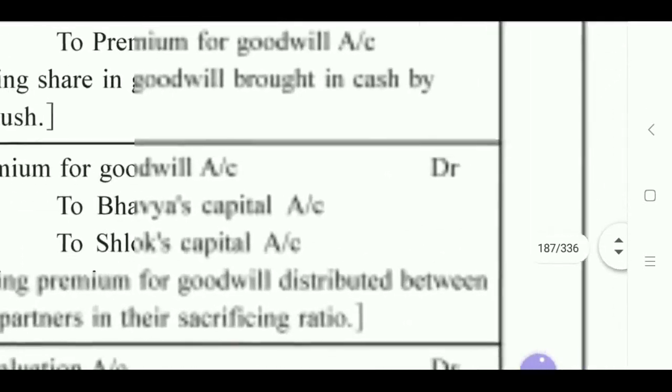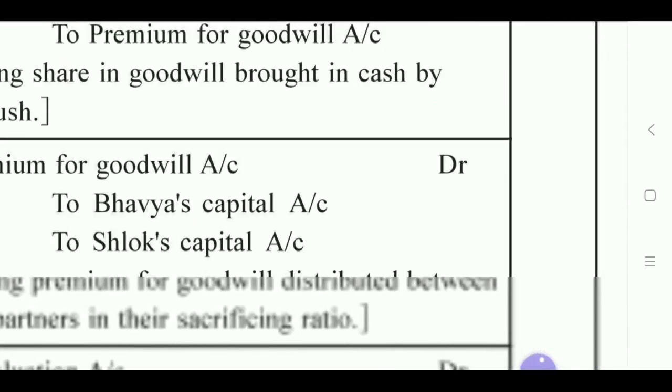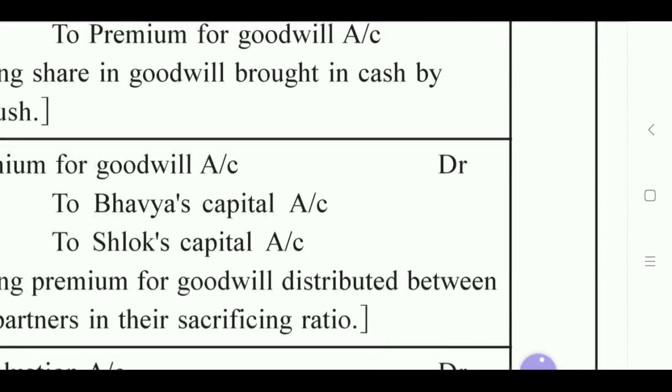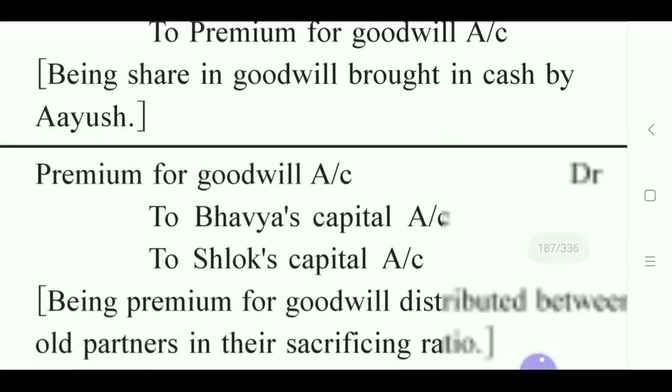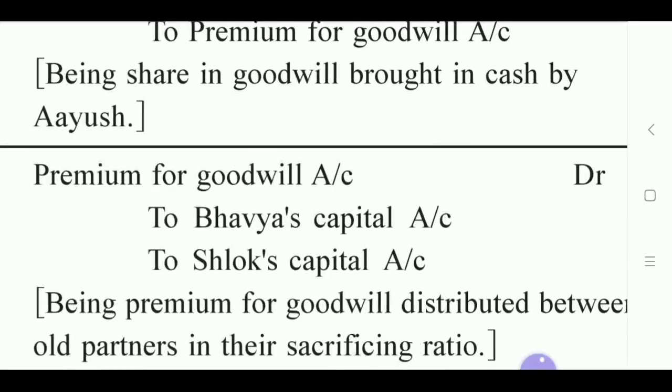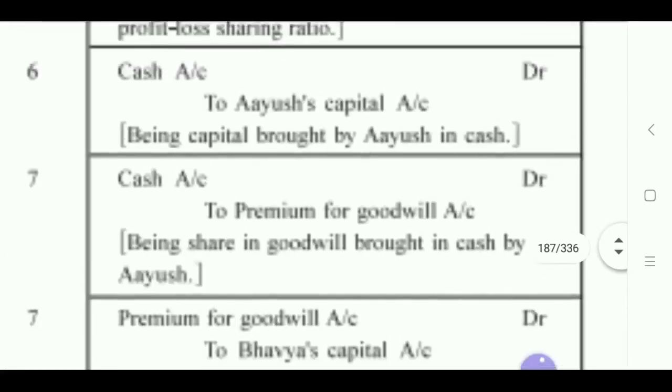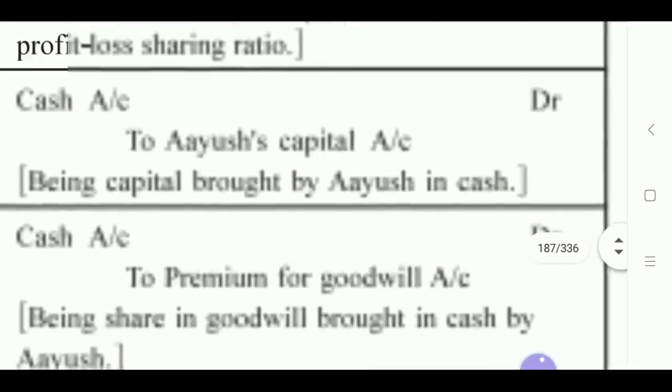And here in the third journal entry, we have Bhavya's capital account and Shlok's capital account. Yes, तो उनमें भी posting किया जाएगा. Whatever accounts we have, the process of posting can be done in the same. And the accounts that we have not prepared, which we are not supposed to prepare, उसमें posting नहीं किया जा सकता. That is premium for goodwill account. We are not preparing that. Okay? Starting with the first journal entry.